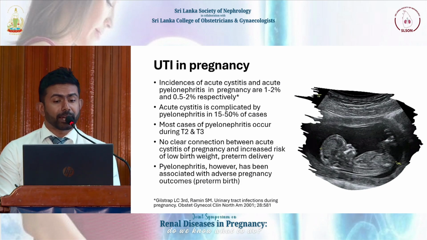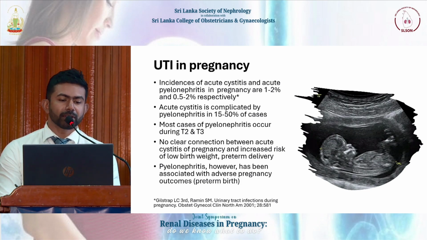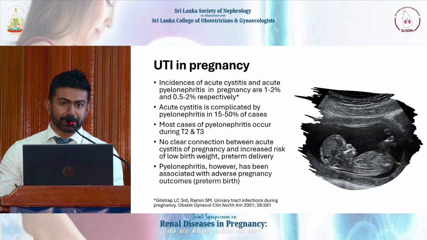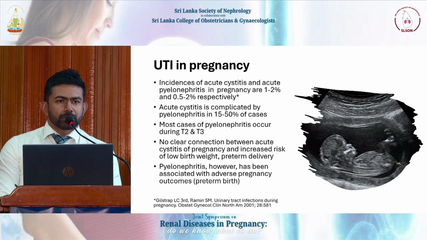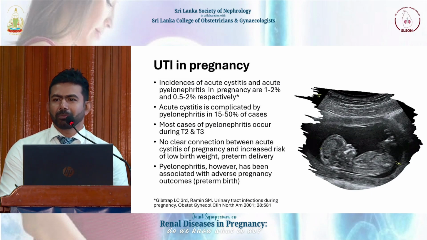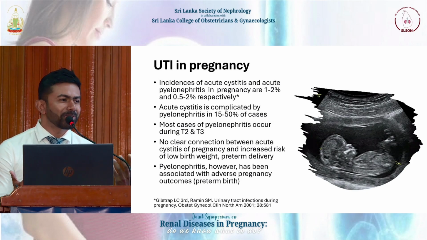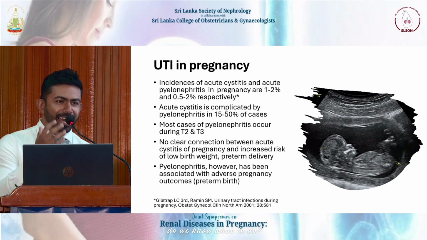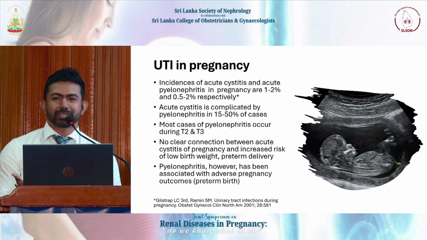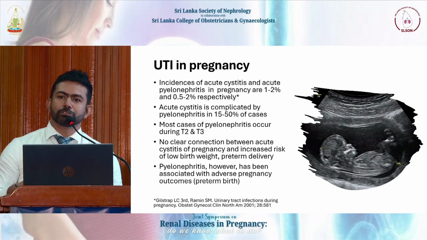So pyelonephritis, of the two, is the more problematic one, and it more commonly occurs in the second and third trimester, compared to cystitis, which is more common in the first trimester. Cystitis, unlike asymptomatic bacteriuria, is not really shown to be associated with a lot of pregnancy complications. So why is that? Asymptomatic bacteriuria can cause all sorts of problems, but UTI is not associated with much. The reason is UTI is symptomatic, and we diagnose it and we treat it. But asymptomatic bacteriuria, we don't diagnose, and slowly the bacteria can reach the upper urinary tract and cause trouble.